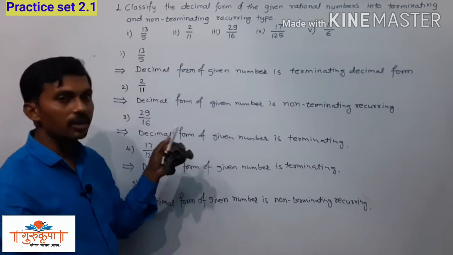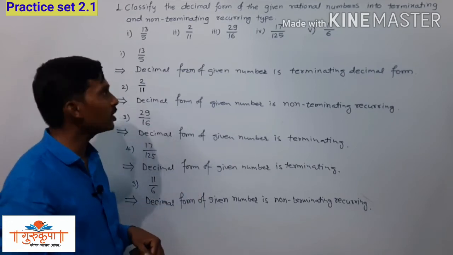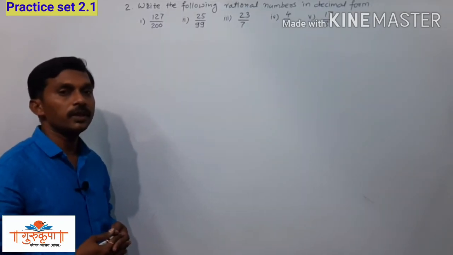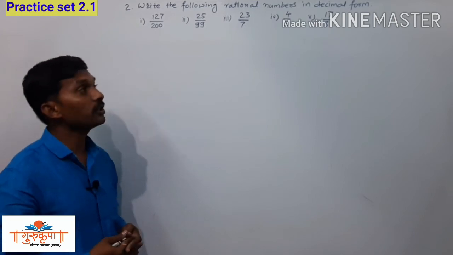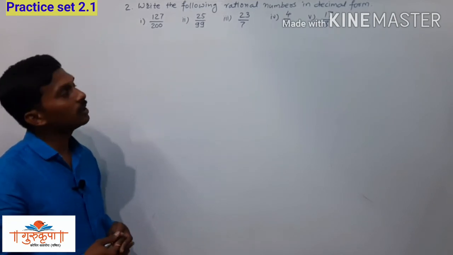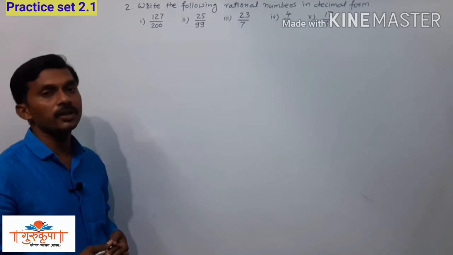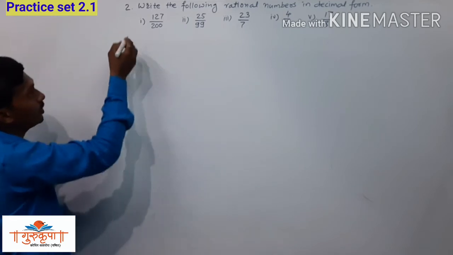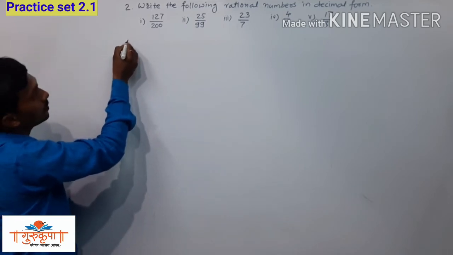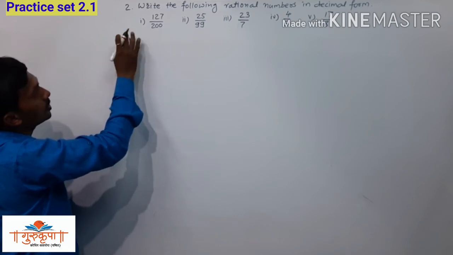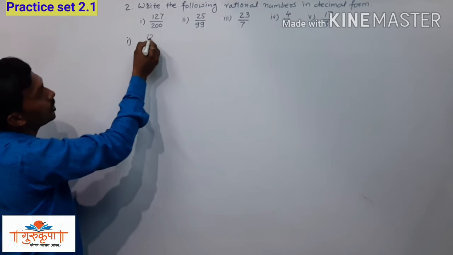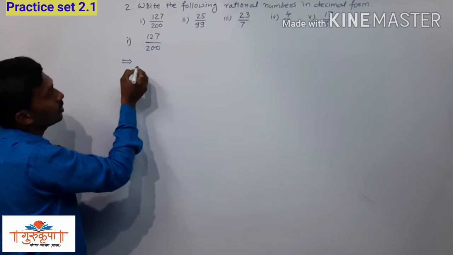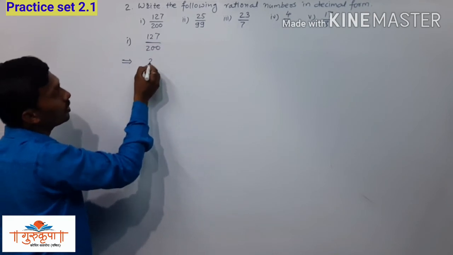Now we will take the next question, the second question from practice set 2.1. The question is: write the following rational numbers in decimal form. Here we have to divide the numerator by the denominator and write the given number in decimal form. So we will solve the first example. The given number is 127 upon 200, and we have to write it in decimal form. So here we have to divide 127 by 200.